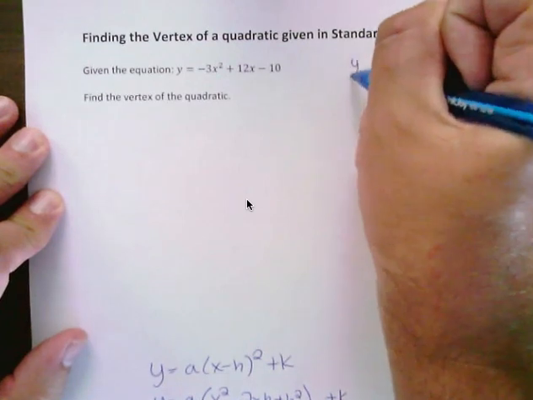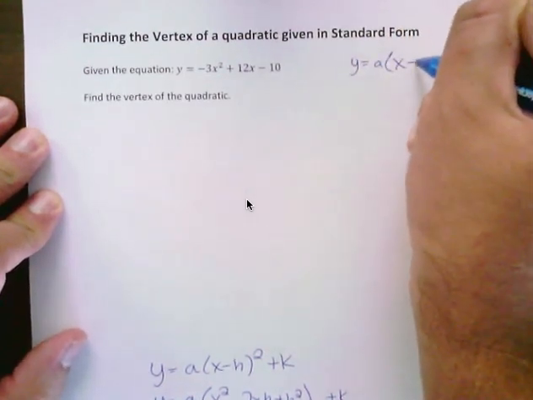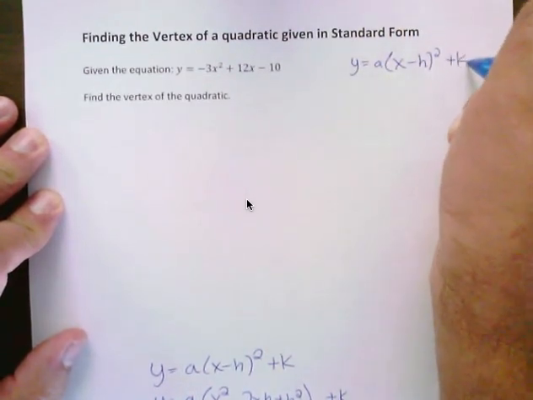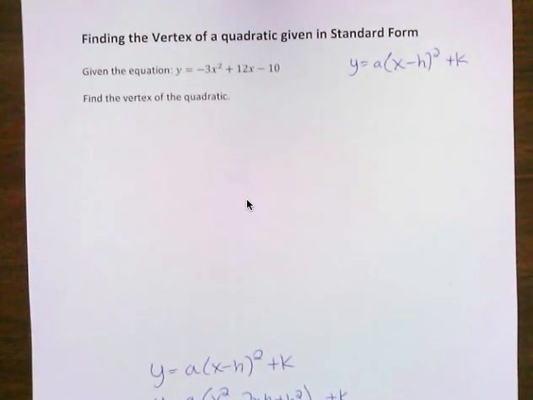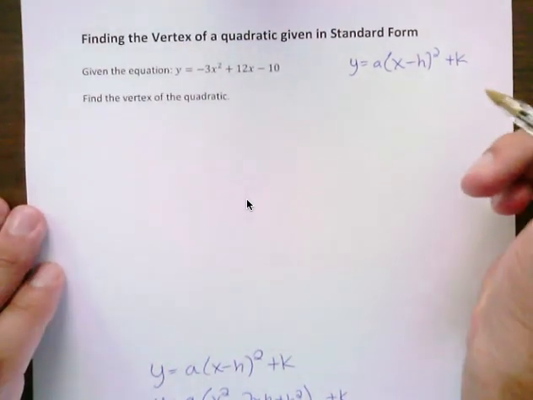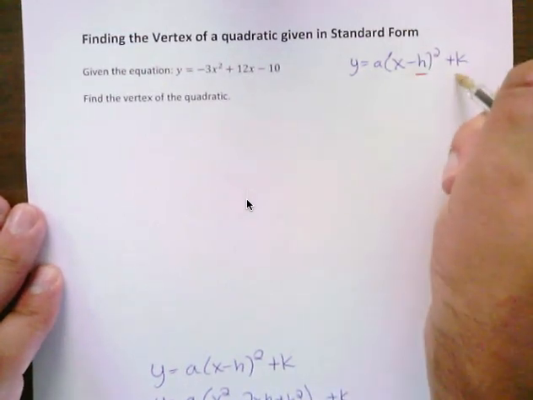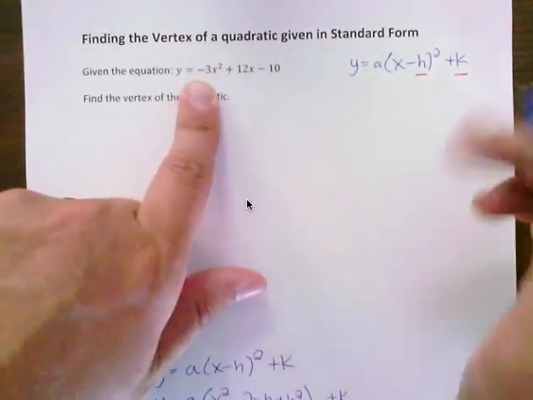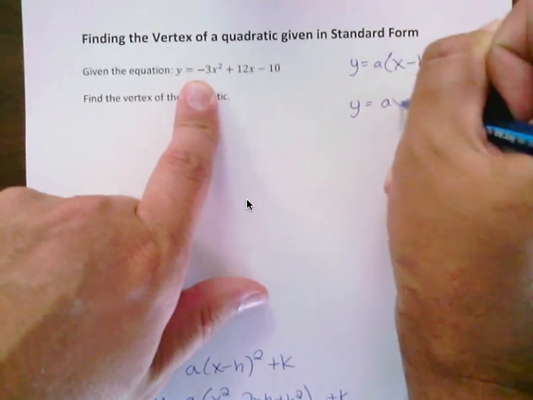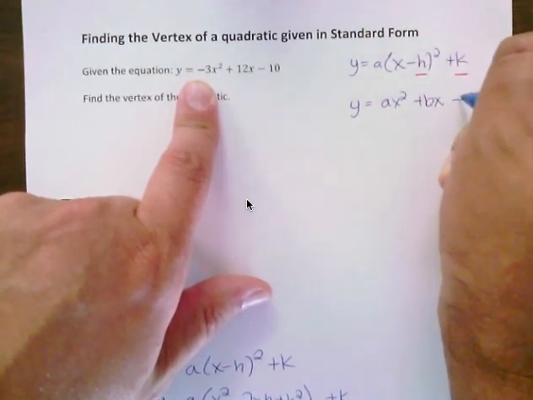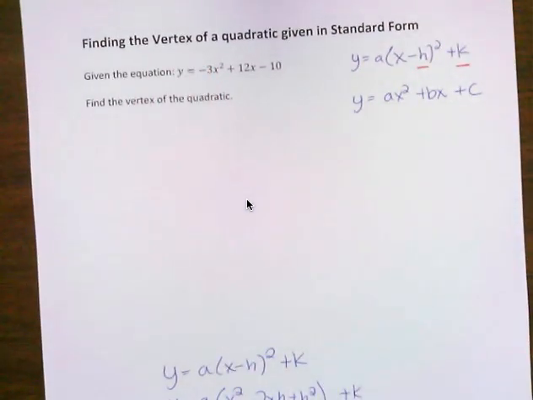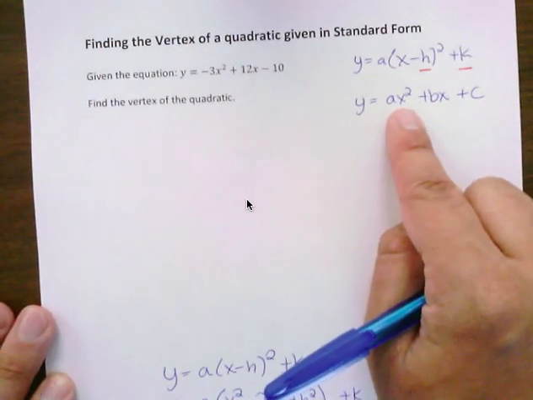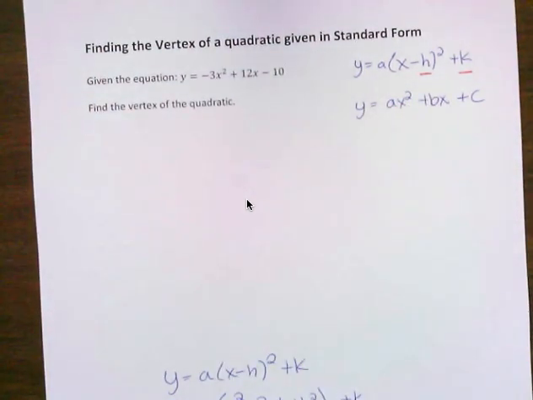If we would have had vertex form, that is y equals a(x minus h) squared plus k, finding the vertex would be pretty easy. Because in vertex form, you've got your h, you've got your k, therefore you know the vertex. But what we're going to work in is standard form, which is y equals ax squared plus bx plus c. So we're dealing with a different form, so finding the vertex is a little bit tougher. So here's how we're going to go about doing this.